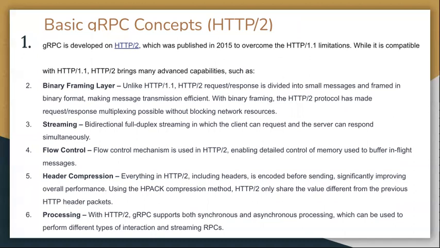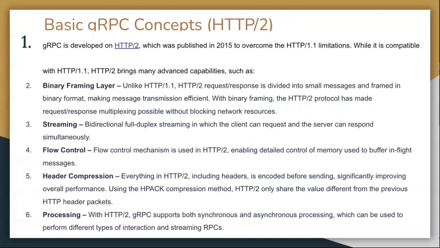With the binary framing, the HTTP protocol request allows you to have multiplexing possible without blocking network resources, because now you are directly using binary for transmission. Now, next is about the streaming. So if you look at the streaming, basically it's a bi-directional full duplex streaming in which the client can request and the server can respond simultaneously. Since both of them are able to communicate simultaneously due to being full duplex in nature, this allows the streaming to be much more efficient.